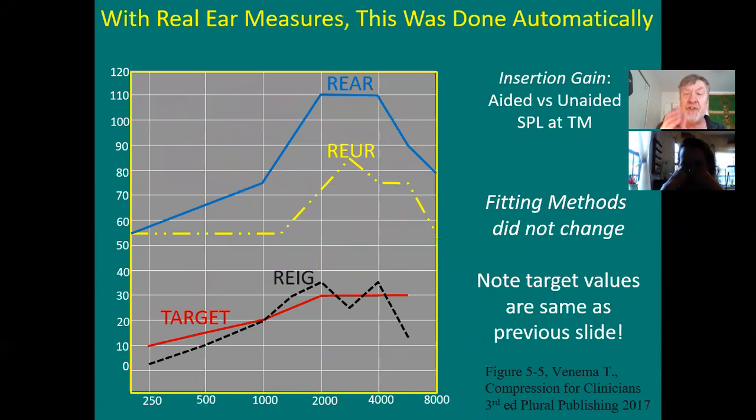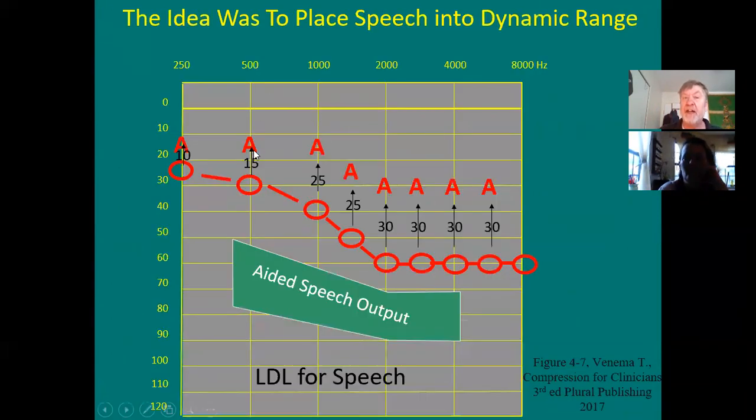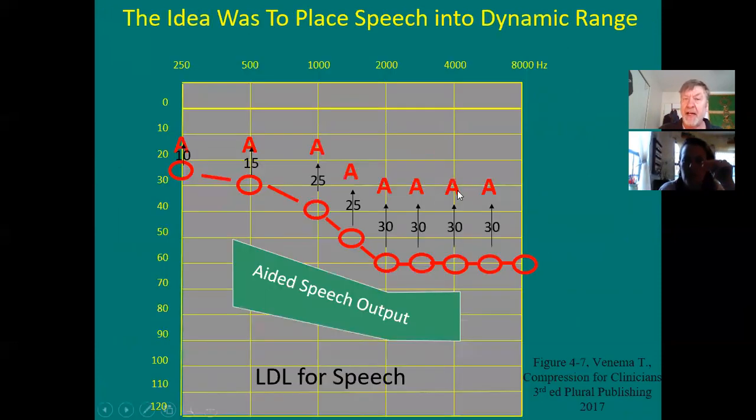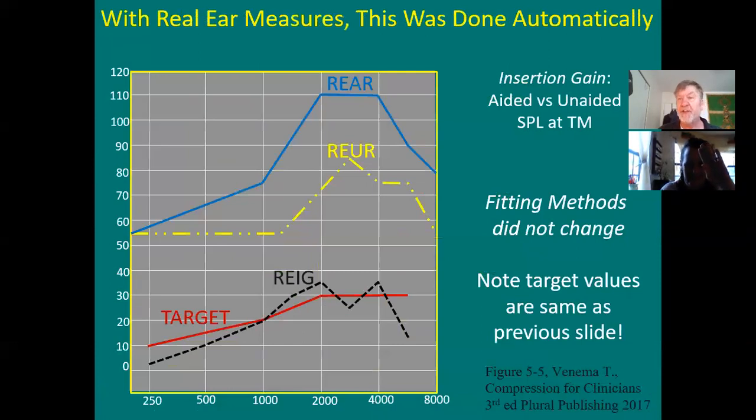Then we moved to yesterday's Real Ear, which is this. Looking at the numbers here, they would be exactly the same as I kept saying last week. These numbers, this is a fictitious example, are exactly what the red target is here. I did that on purpose to highlight the fact that the fitting methods didn't change, just the method of measurement changed. So we've moved from behavioral, which took half an hour, to non-behavioral, which took about 20 seconds.